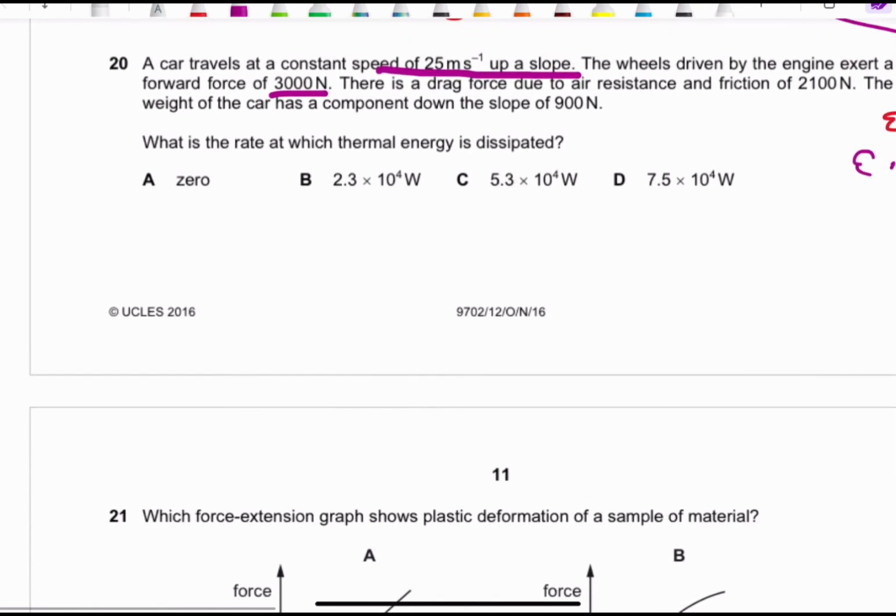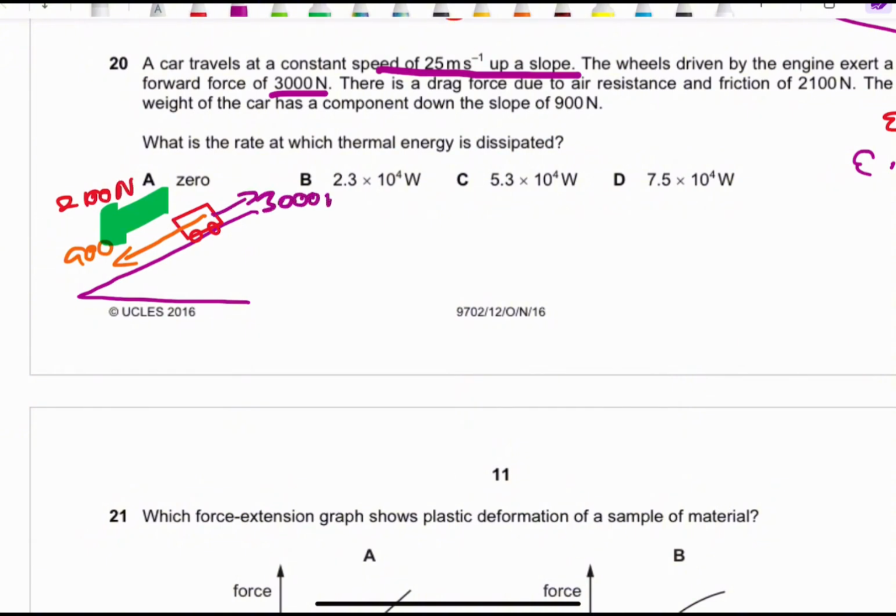So this is our slope, basically. Something like this, right? And we have a car that is on that particular slope, okay? So the component of the weight of the car is going to be acting downwards, right? So that's 900. Work done against frictional forces is also going to be acting down, and that's also going to be 2,100. That's pretty big, 2,100 newtons, right? And the car is just going to push with about 3,000 newtons so that everything is balanced.